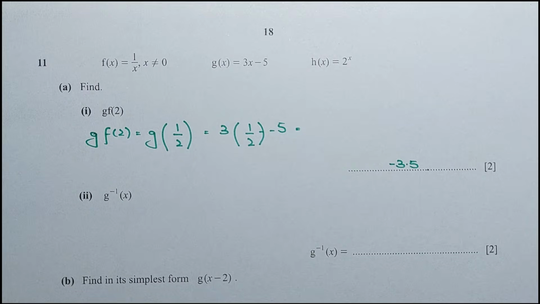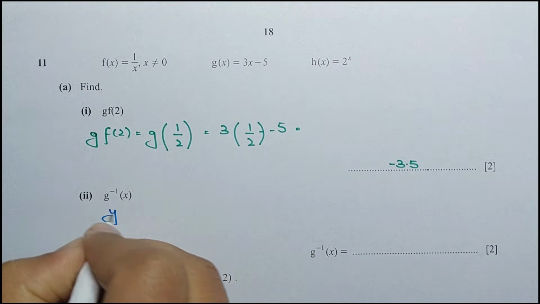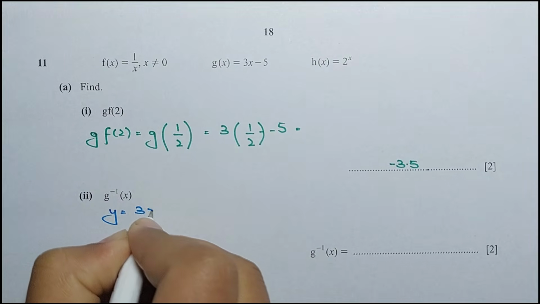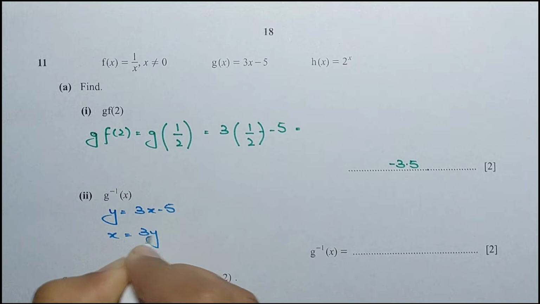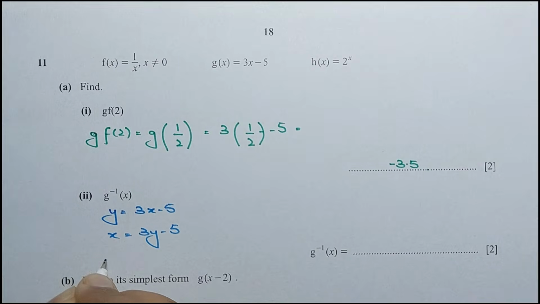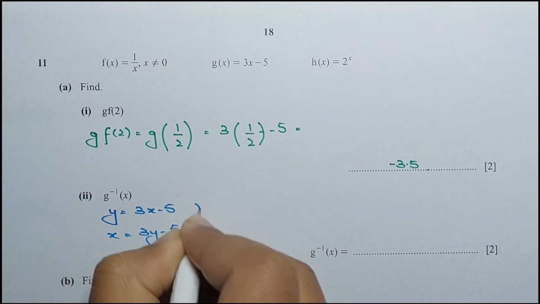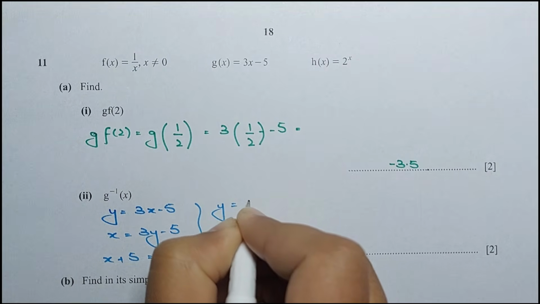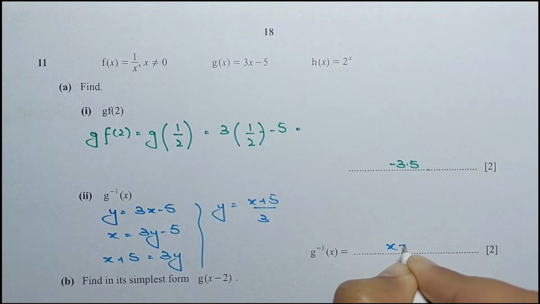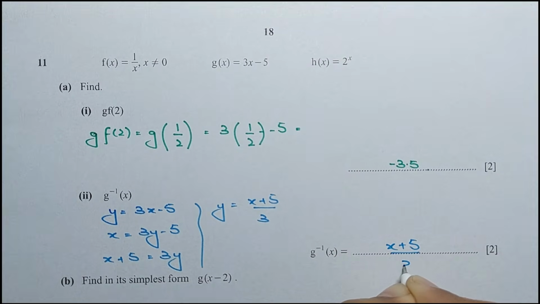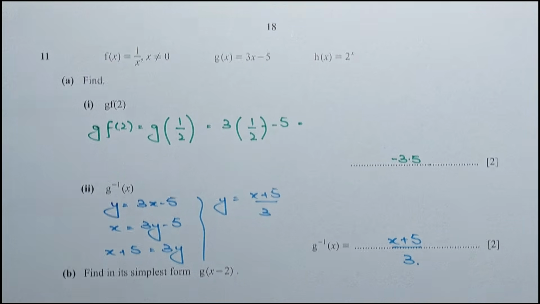All right, the next is find g inverse of x. For g inverse of x, you have to put y equals g of x, switch the variables, x equals 3y minus 5, and solve for y. x plus 5 would be 3y, and from here the y value would be x plus 5 over 3. This is my g inverse of x.